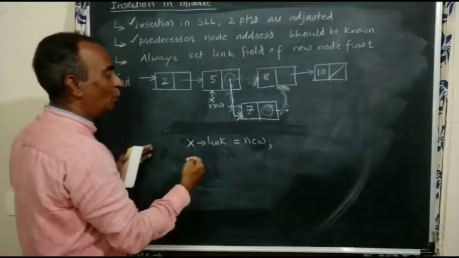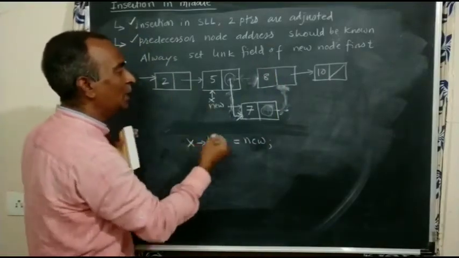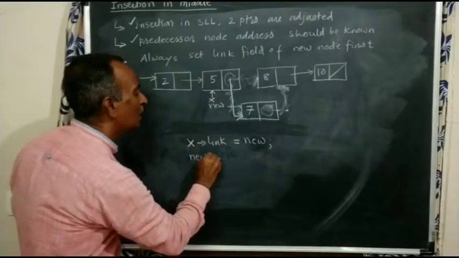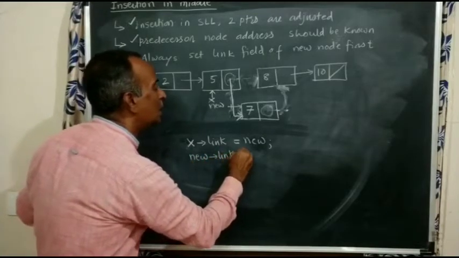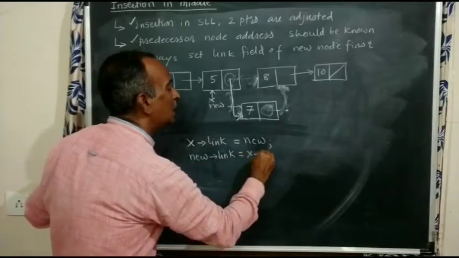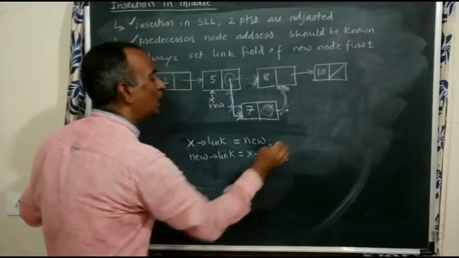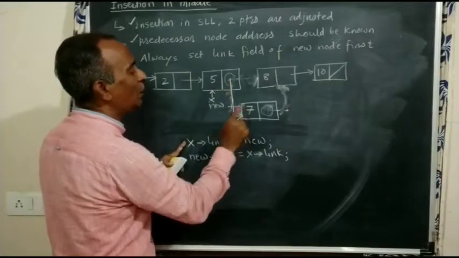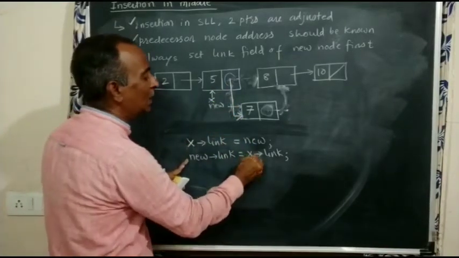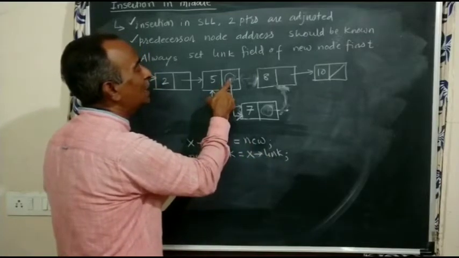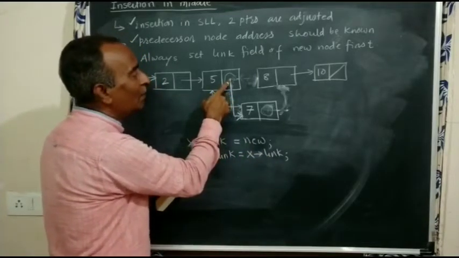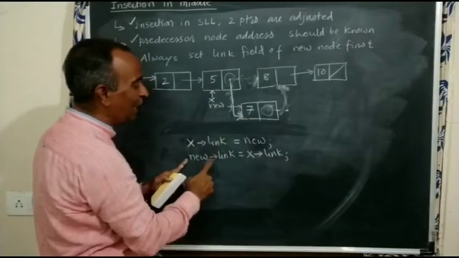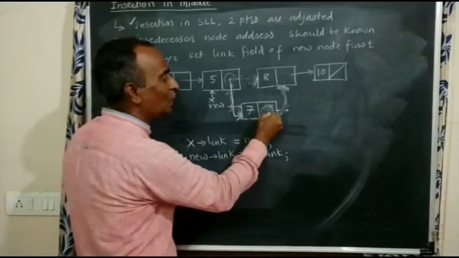So suppose in the earlier statement we had written the next statement like this: new's link is given X's link. Earlier, if you write this way, what will happen? See, X's link is set first, it is pointing to the new node. Now X's link field, what is this field? This node's address, right? Now this node's address is given again to new's link. This is the new node, new's link.